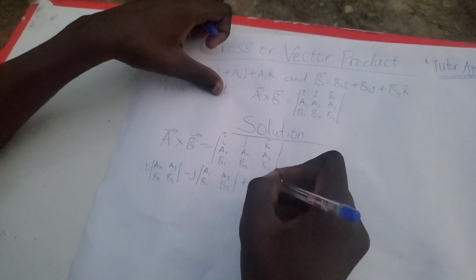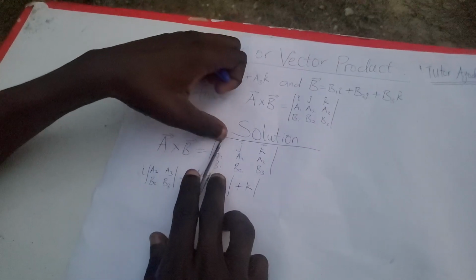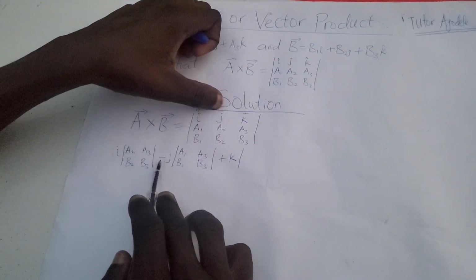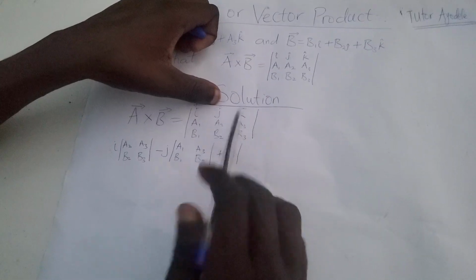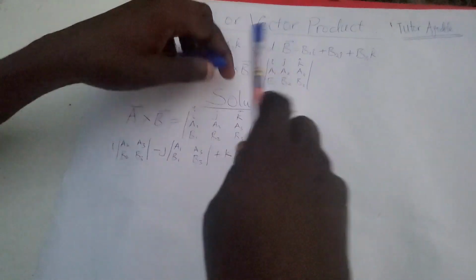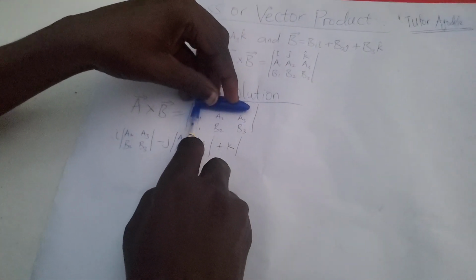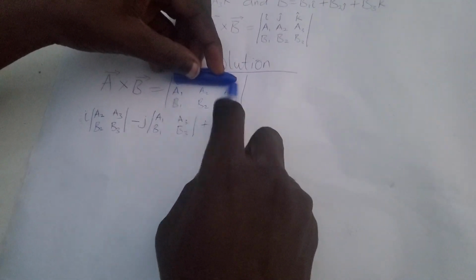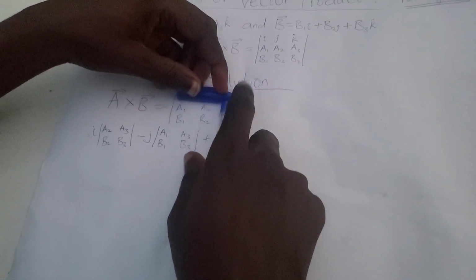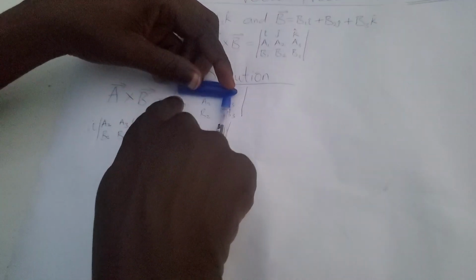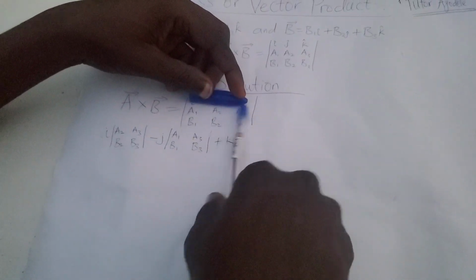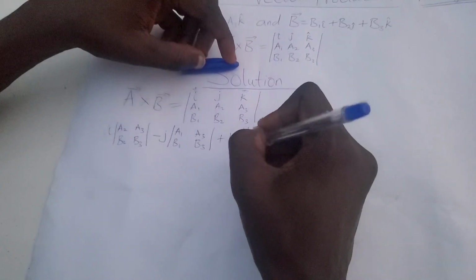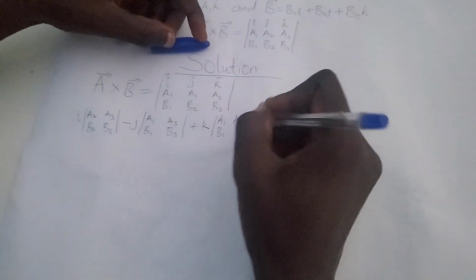Let me repeat this again. The first one, which is I, will be plus, J will be minus. That was why this place changed to minus. The third will be plus, that was why I wrote plus K here. The first one I put here, the second one here, the third one here. What am I left with on the third one, which is K? I'll be left with A1, A2, B1, B2.